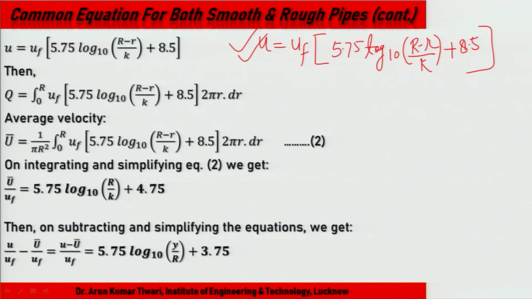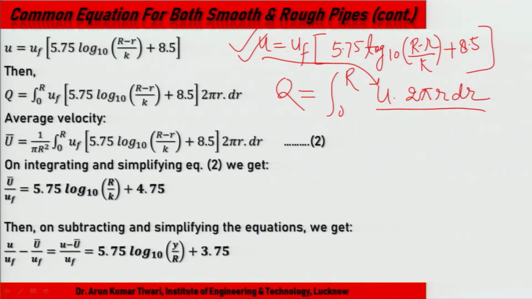Total discharge, how do you calculate it? Q, the total Q. If you integrate from 0 to R, this becomes U into 2 pi r dr, and what is U? You calculate U at this point. This is the velocity and this is the area. Velocity into area becomes discharge. Do you follow my point?